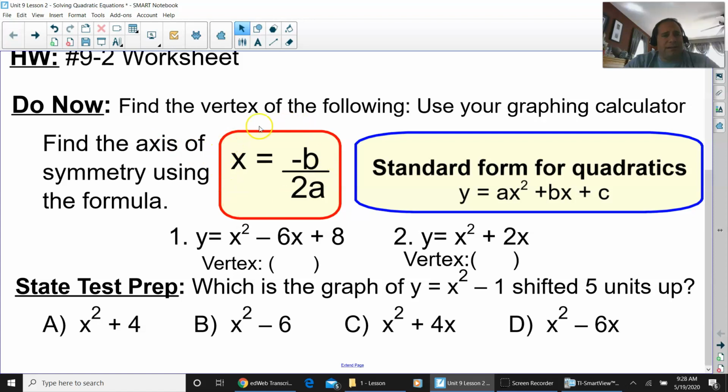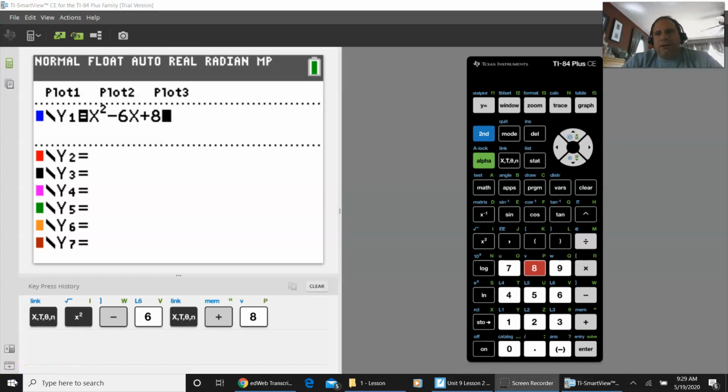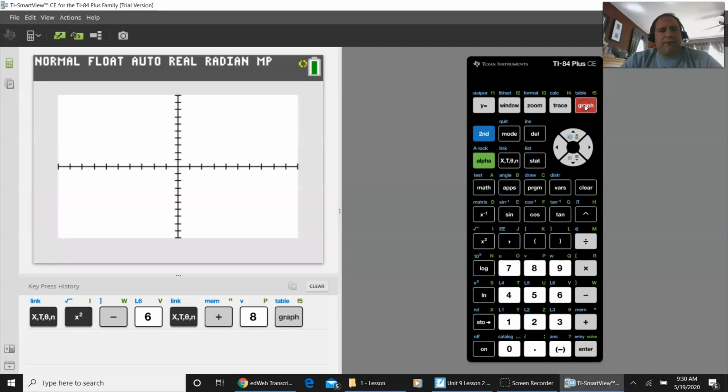By the way, this is the formula to find the axis of symmetry, but we are concentrating right now on the vertex using your graphing calculator. So we are going to input y equals x squared minus 6x plus 8 into the calculator. Please put that in, x squared minus 6x plus 8, and these are the keystrokes right down here that you would have to put in. Now, obviously, we're going to see what the parabola looks like, so press graph.